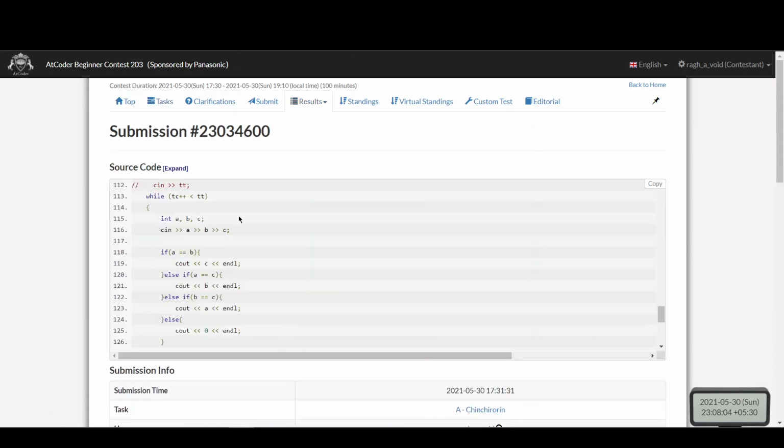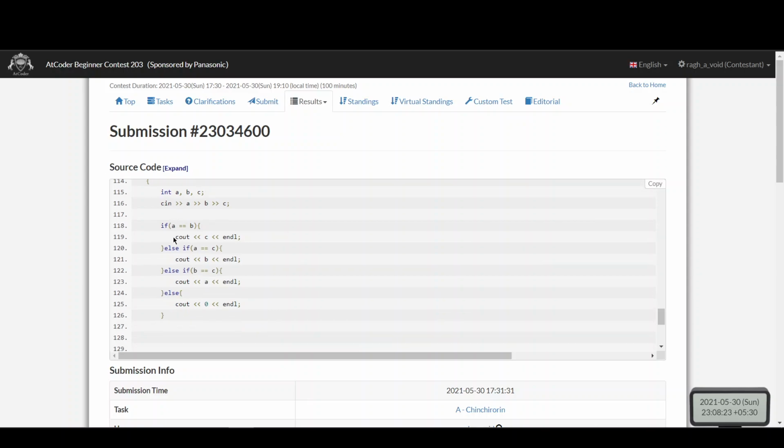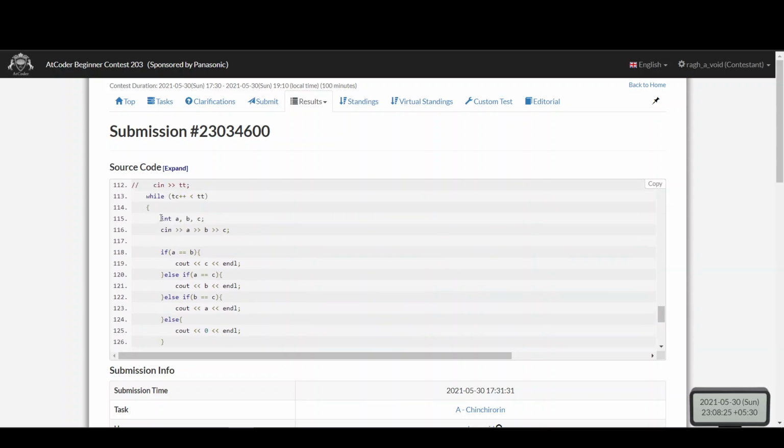We can just see the code. So what I did was I took three numbers as input, and if A is equal to B, I'll just print C. If A is equal to C, I'll print B. If B is equal to C, I'll print A. Otherwise, I'll print 0. So it is the same as I discussed in the solution. So that was all about the first question. Now let's move to the second problem.